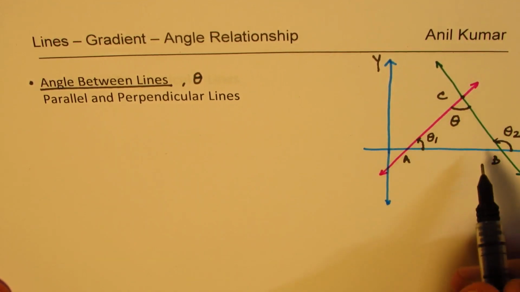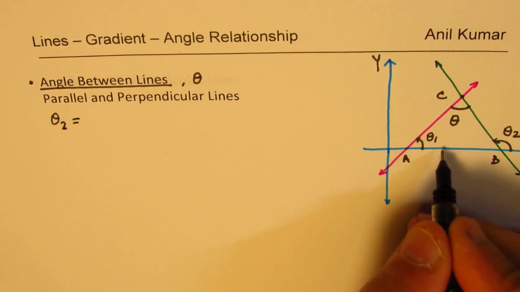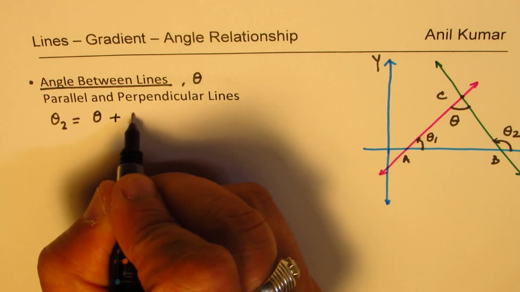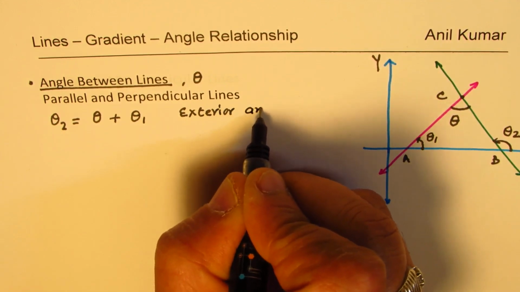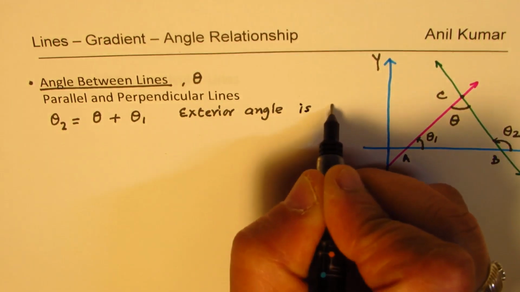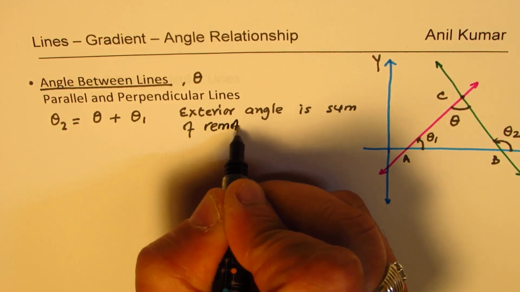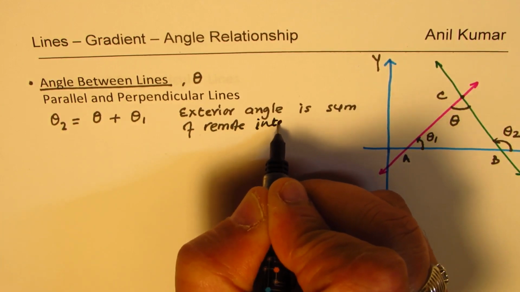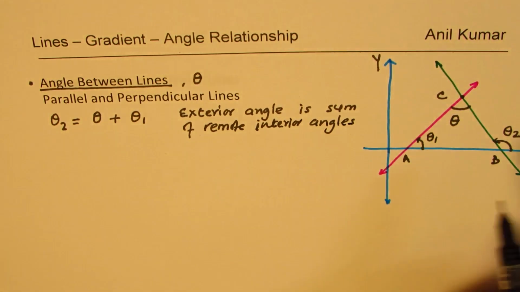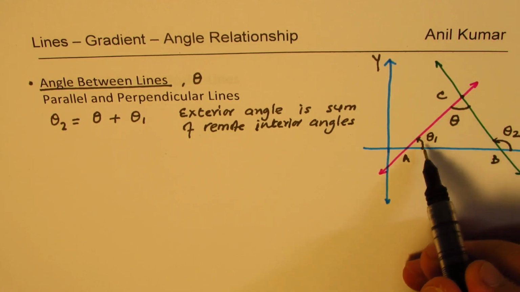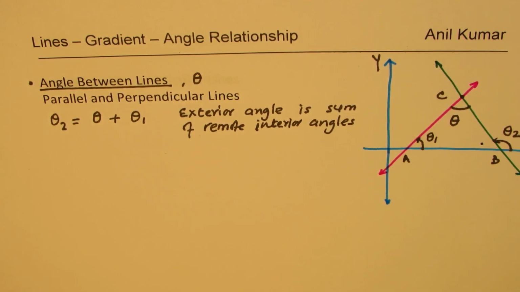Now to get this relation, we know that theta 2 is an exterior angle. So angle theta 2 should be equal to angle theta plus angle theta 1, right? Since it is an exterior angle, it is the sum of the remote interior angles, that's the theorem, right? Even otherwise you can figure this out. This angle will be 180 minus the sum of these two, and that is 180 minus that angle, correct? So you get it either way.